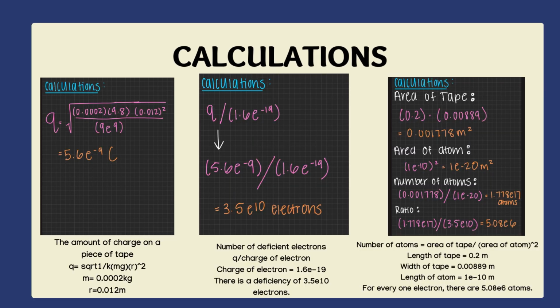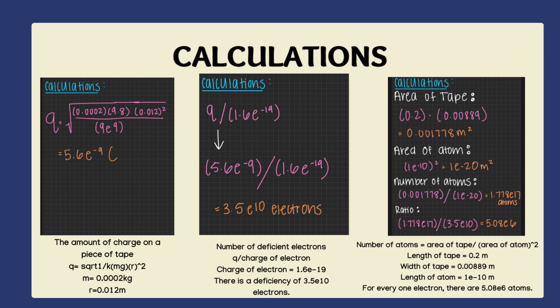But here is how I made my calculations. The amount of charge on a piece of tape I found by just using the Q formula, keeping in mind the mass and the radius, and I got 5.6e-9. Now, to find the number of deficient electrons, I took the Q that I got previously and divided it by the charge of an electron, which we know is 1.6e-19. And that's how I got my deficiency.